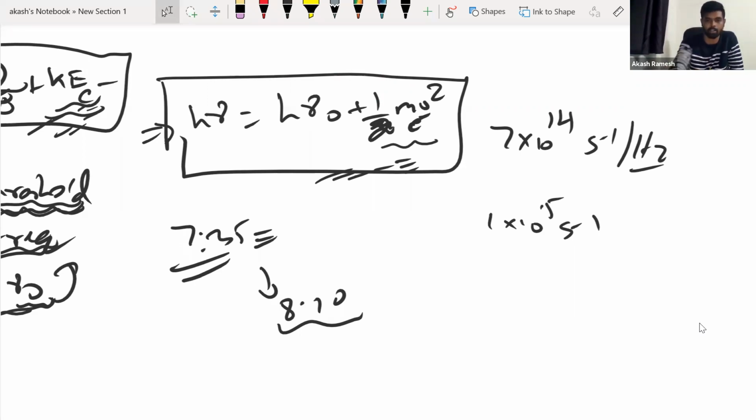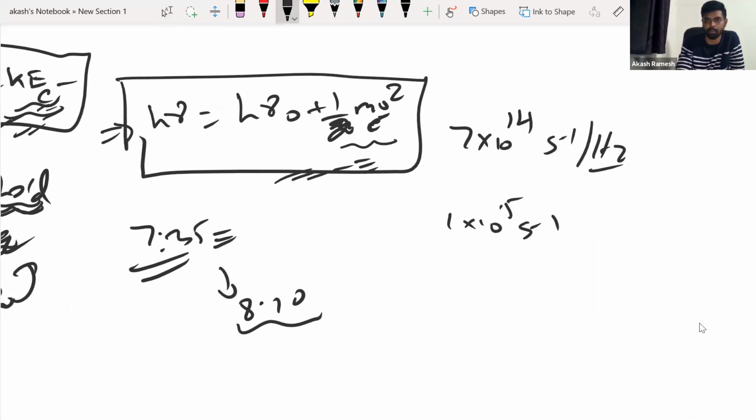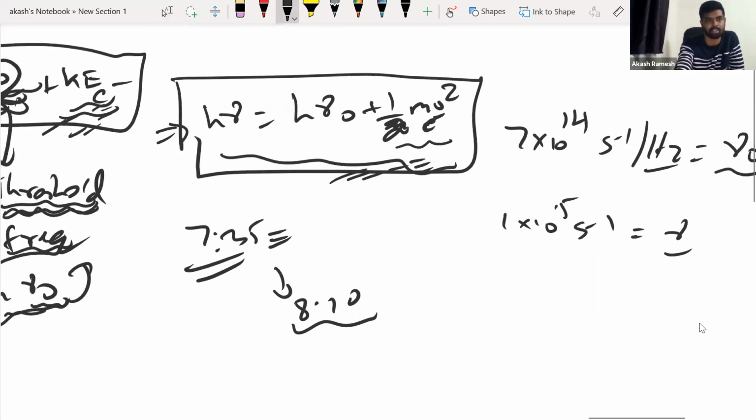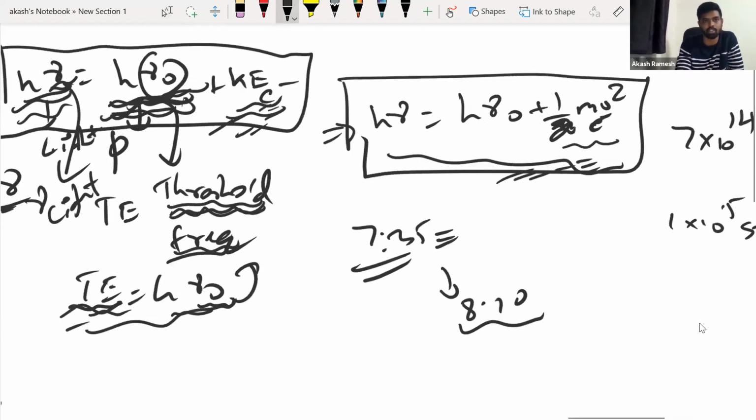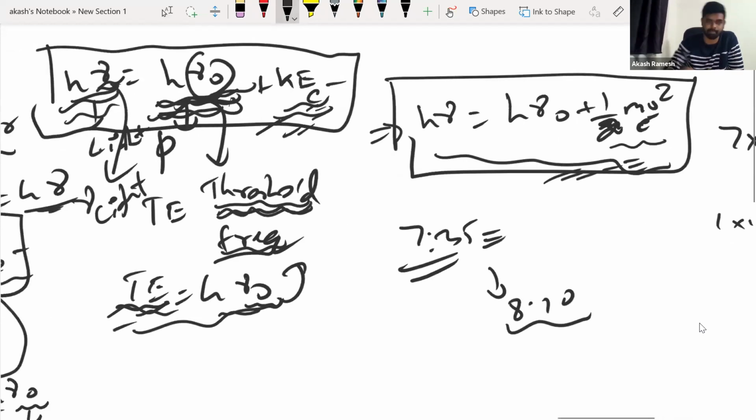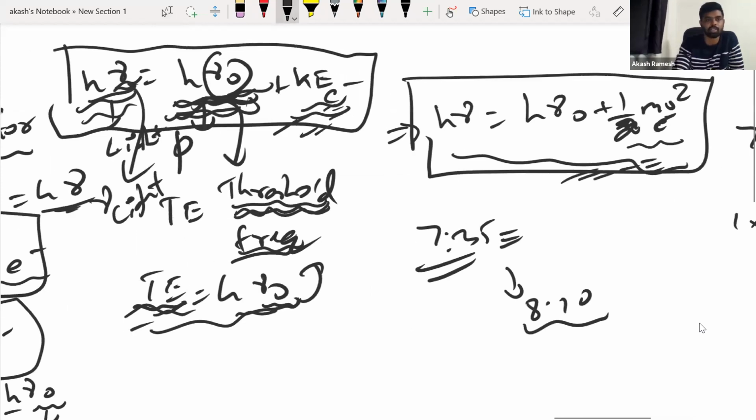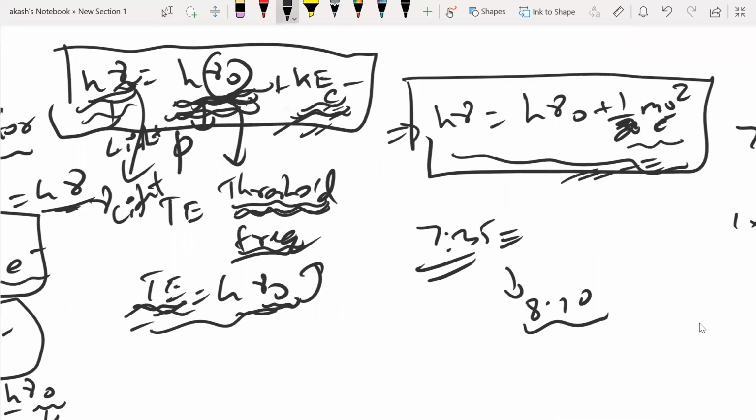I hope you understand what is given here. This 7 into 10 to the power 14 is my nu naught, that is my threshold frequency. And this is the incoming radiation. They said the radiation of this frequency hits the metal, so this would be nu. You can understand from this equation: H nu is equal to H nu naught plus kinetic energy. Nu is given, nu naught is given, and the H value we know already. Find the kinetic energy.